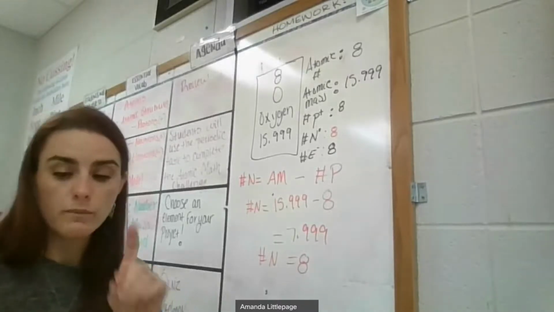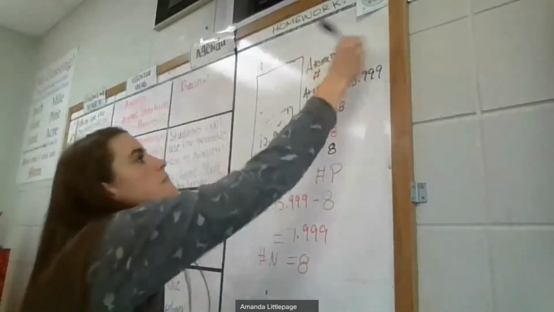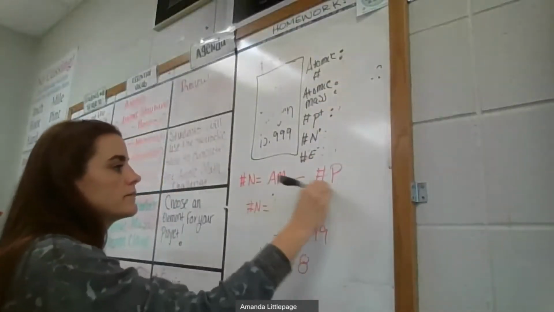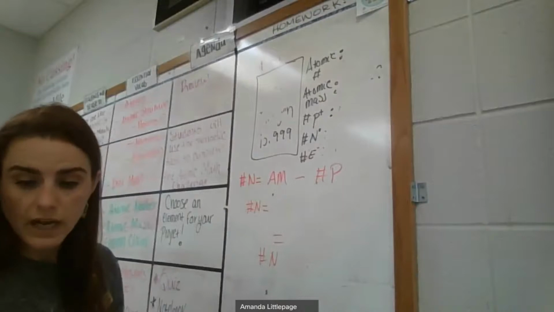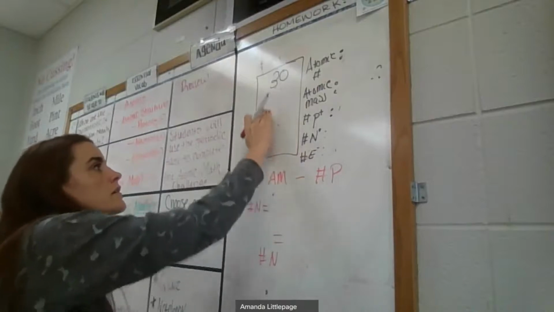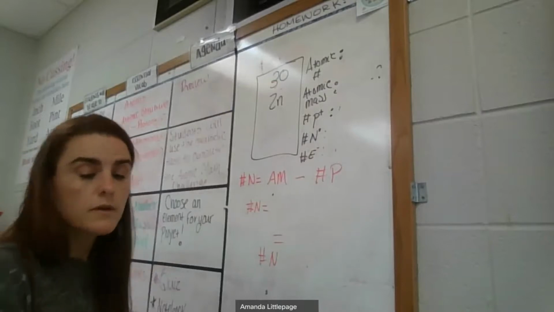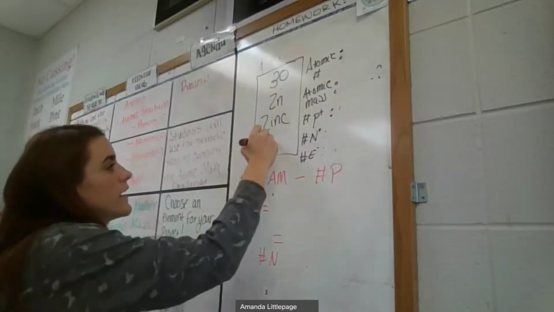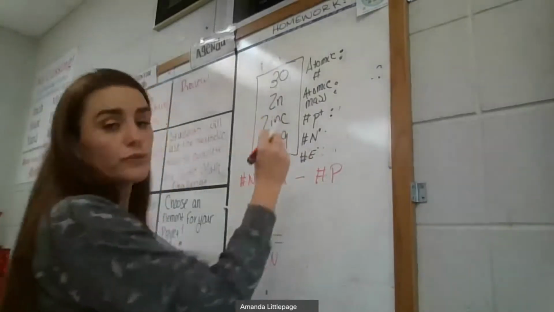I have time to do one more with you. Let's do zinc. We're just going to plug all this in, right? Zinc has an atomic number of 30. Zn is the atomic symbol. Zinc is the name, okay? And then 65.39 is the atomic mass. Okay, so then you'll fill that in.